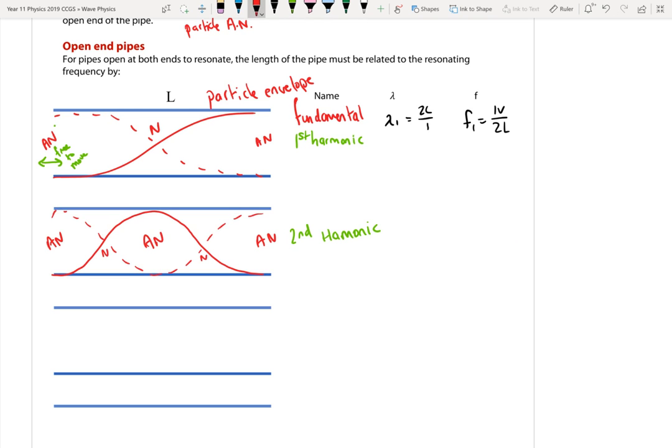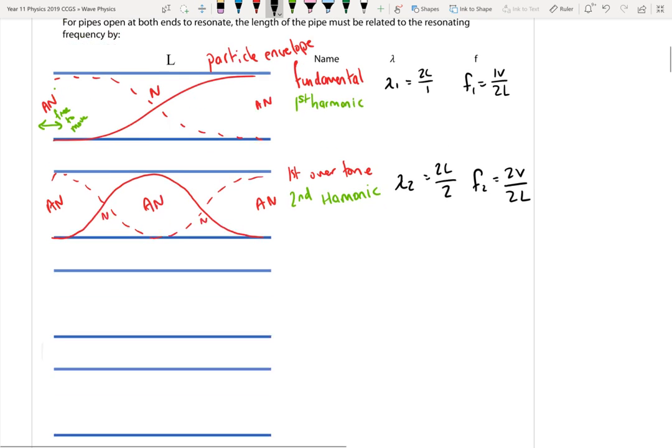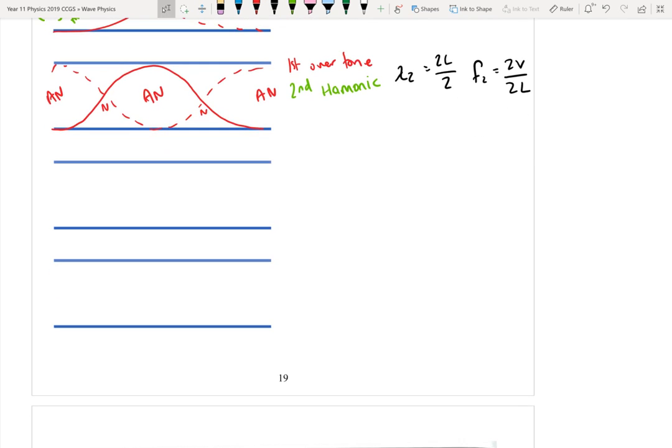Okay. So let's just fill this in. This would be the first overtone. Lambda 2 is 2L on 2, which is just the length of the tube. Okay. And if you wouldn't mind continuing down, let's just do the next one, which would be the third harmonic.